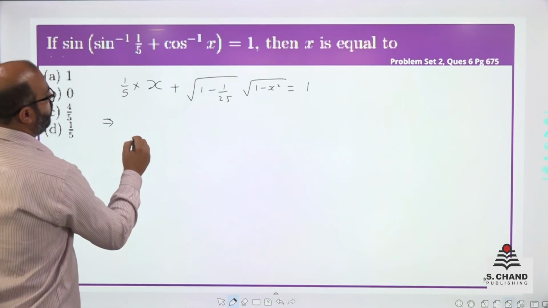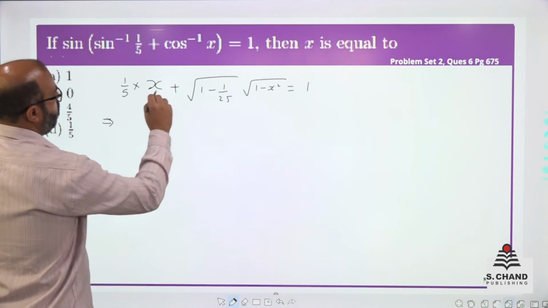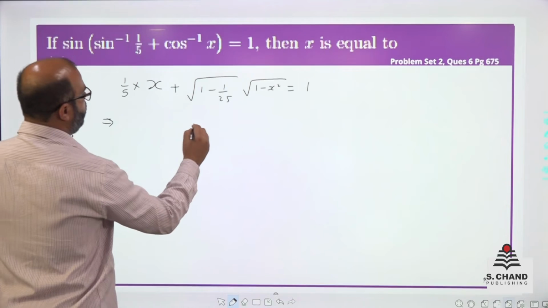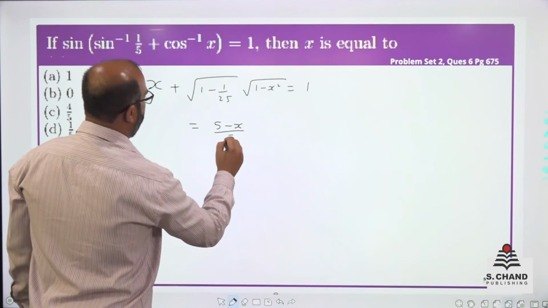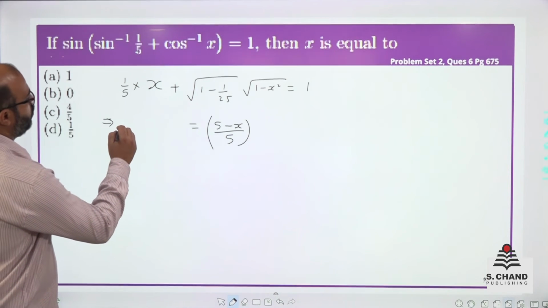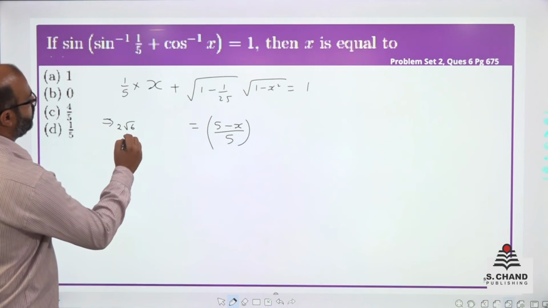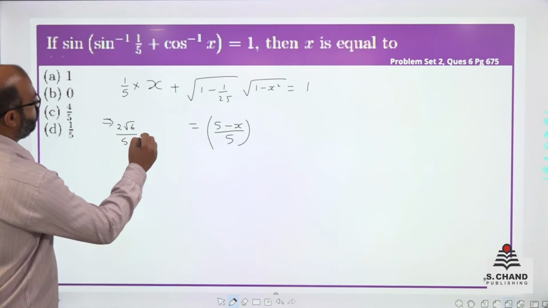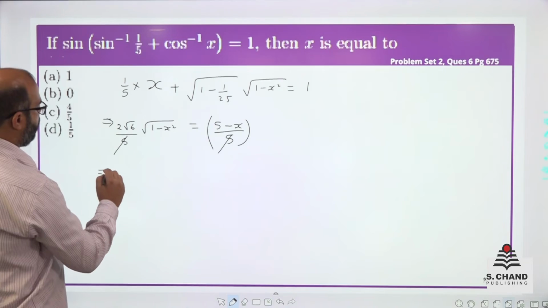So this will become 5 minus x upon 5, and here it will become 24 under root, that is 2 root 6 by 5 root over 1 minus x square. So 5 and 5 will cancel. Let us square both the sides.